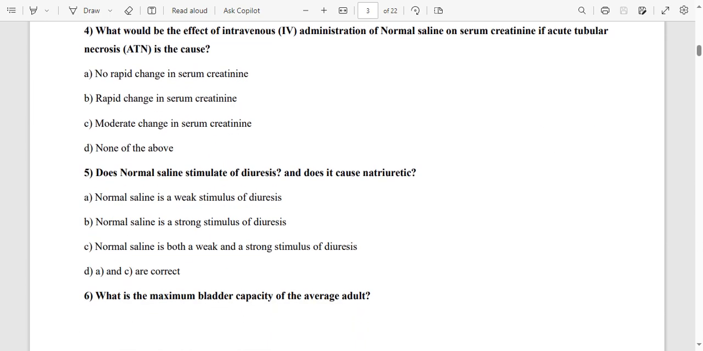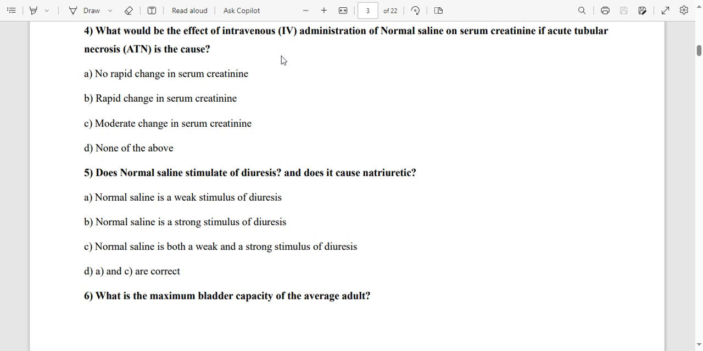And then question 4: what would be the effect of intravenous administration of normal saline on serum creatinine if acute tubular necrosis is the cause? Now here we're not talking about the effect on urine output. We are talking about the effect on serum creatinine, if you administer normal saline and there is a problem with the tubules.